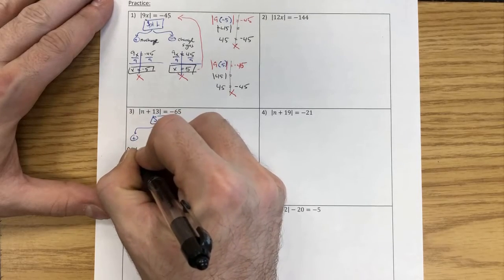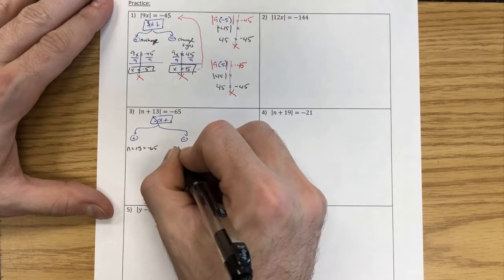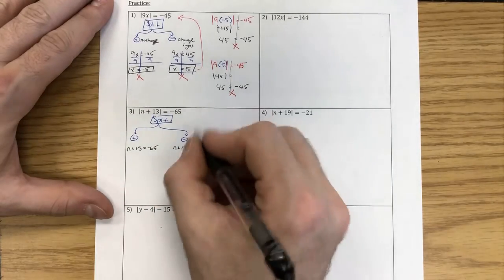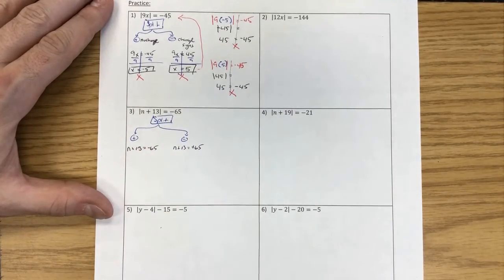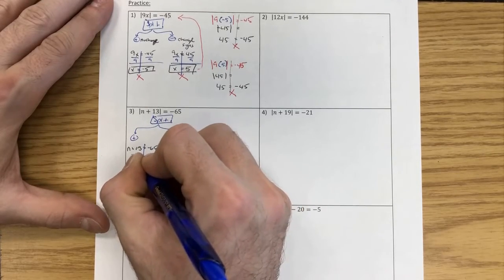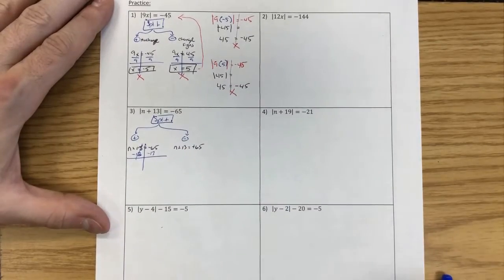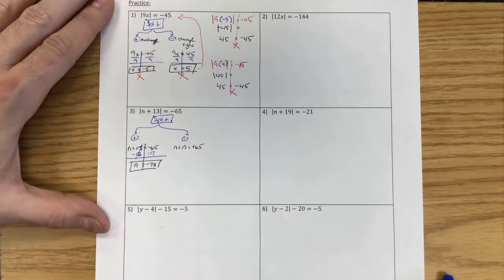No change, n plus 13 is negative 65. This one, n plus 13 is positive 65. That negative became positive. Awesome. So let's see how we do. Subtract 13. That goes away. So I get n is negative 78. I'm going to try this one out.